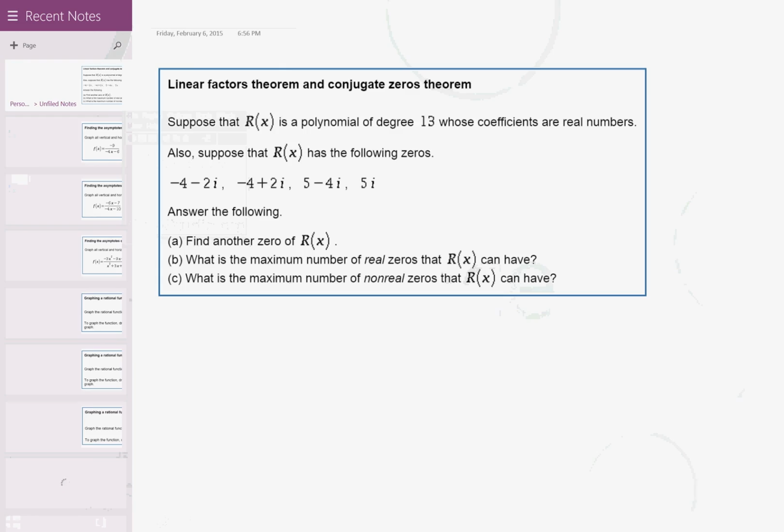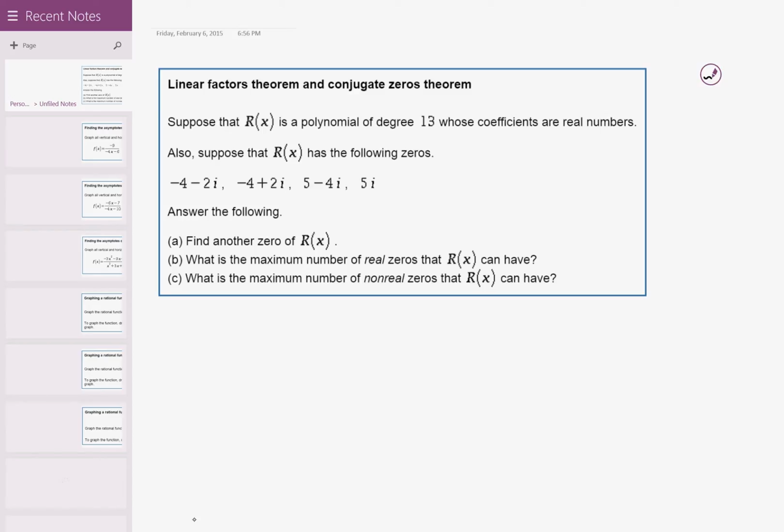We're going to use the linear factors theorem and the conjugate zero theorems together to give us information about a polynomial function. We are not given the function, so you can't go hunting for the answers and then interpret them. You have to interpret this information from the theorems themselves.